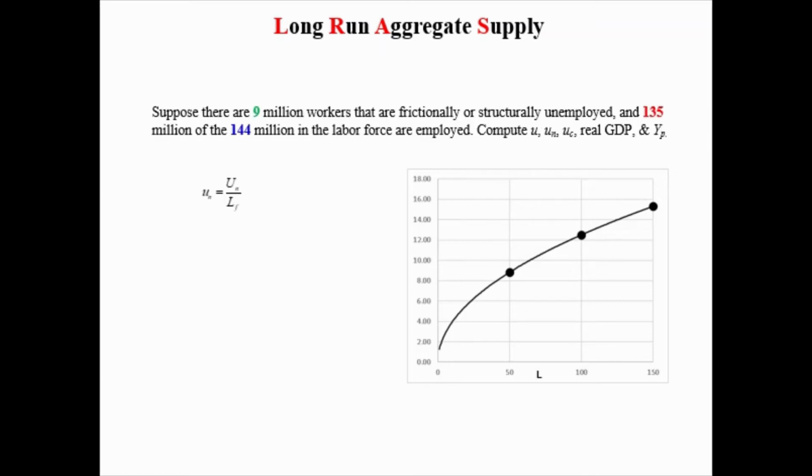Okay, so since there are 9 million workers that are frictionally unemployed or structurally unemployed, this, remember, is natural unemployment, right? And 135 million of the 144 million in the labor force are employed. We're going to compute the unemployment rate, the natural unemployment rate, the cyclical unemployment rate, the real GDP, and what we call potential GDP.